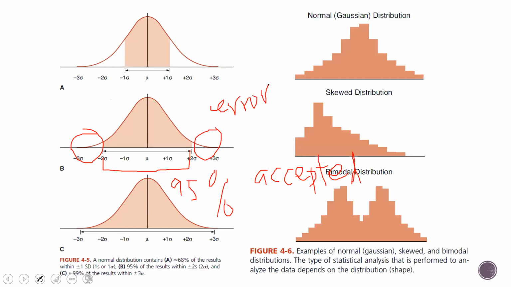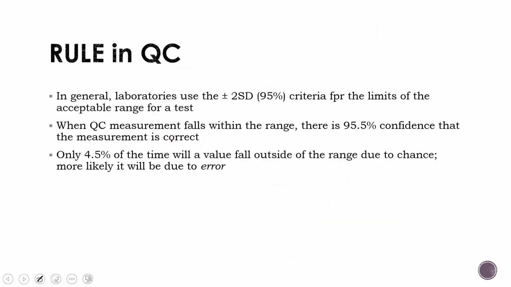So, kung dapat yung points mo nandito, they belong here. Your points should be within this one. Control values or control points. Okay? So, let's proceed. Remember, dapat control values are within 95% criteria.